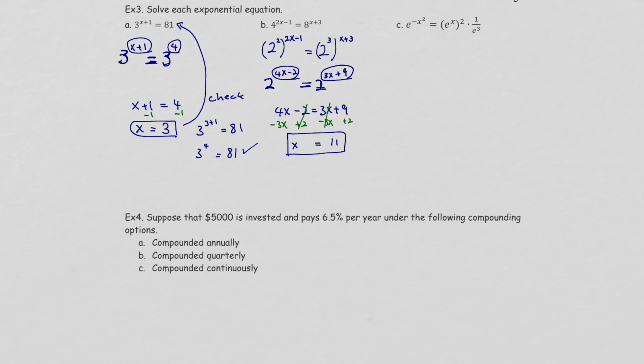Again, one good thing about solving equations is you can always check your solutions to make sure, right? And when you check, you should always plug into where you started. So it will be 4 to the 2 times 11 minus 1 should be the same as 8 to the 11 plus 3 exponents. 4 to the 22 minus 1 is 21. That power should be the same as 8 to the 14 exponents. And you should be able to check that using your calculator.